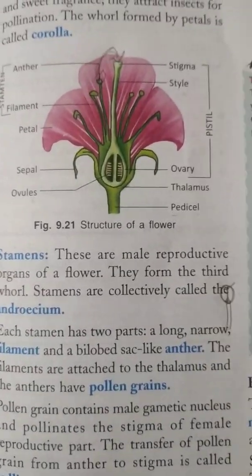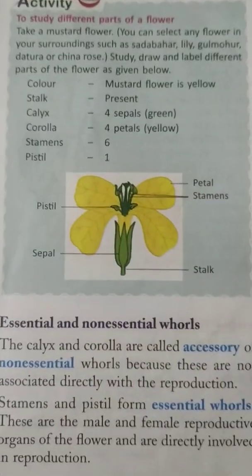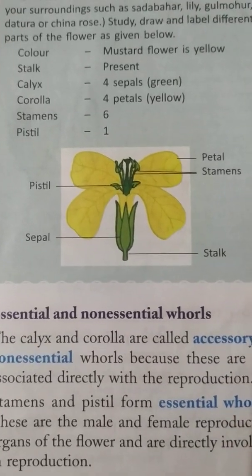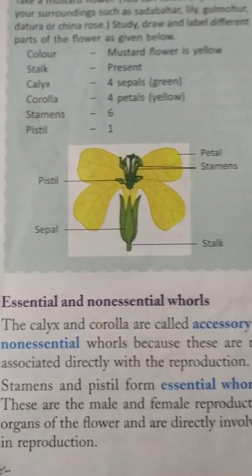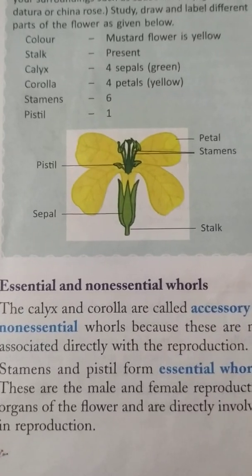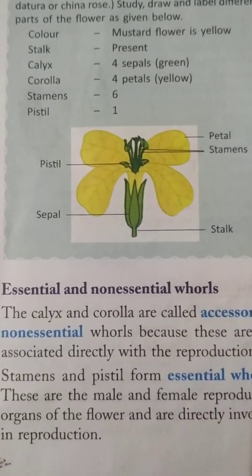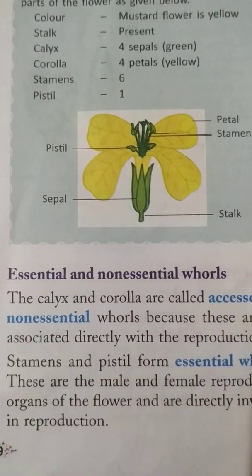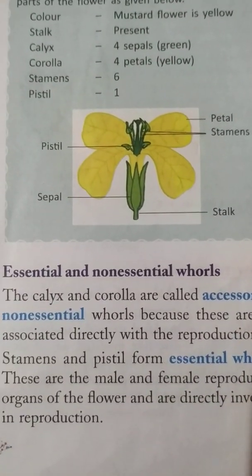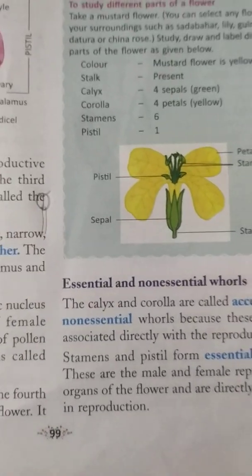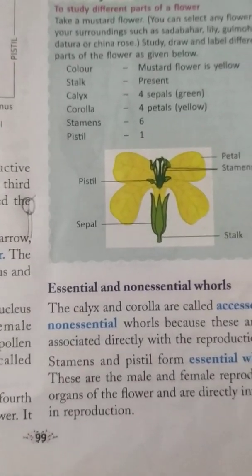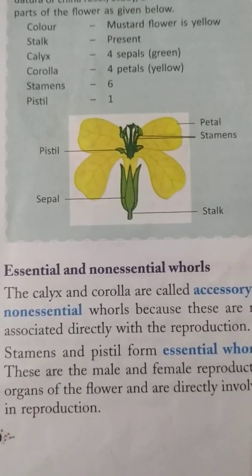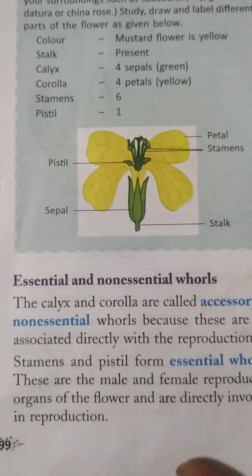Now we are going to discuss the essential and the non-essential whorls. In the flower, the calyx and corolla are called the accessory or non-essential whorls, meaning the sepals and petals. These whorls of sepals and petals are non-essential parts of the flower, but stamen and pistil, or we can say androecium and gynoecium, are the essential whorls that help in the reproduction of a flower.